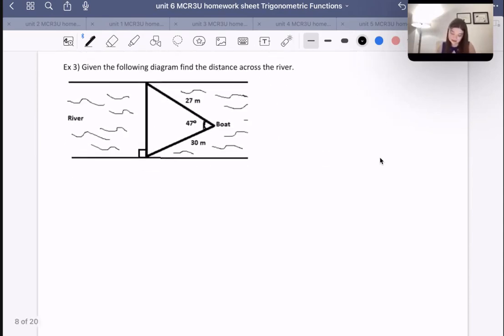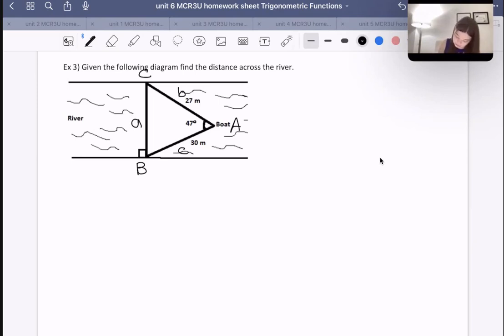Next, let's try example 3. Given the following diagram, find the distance across the river. So here, in this case, I'm going to label my points however I would like to. I guess I will label this A for the boat, and then side A, and then B, and then C. So in this case, we have side, angle, side. So this is a lot more similar to the very first one that we had.